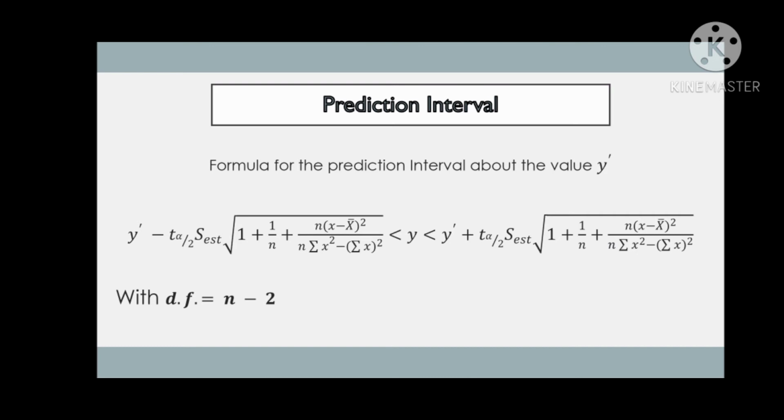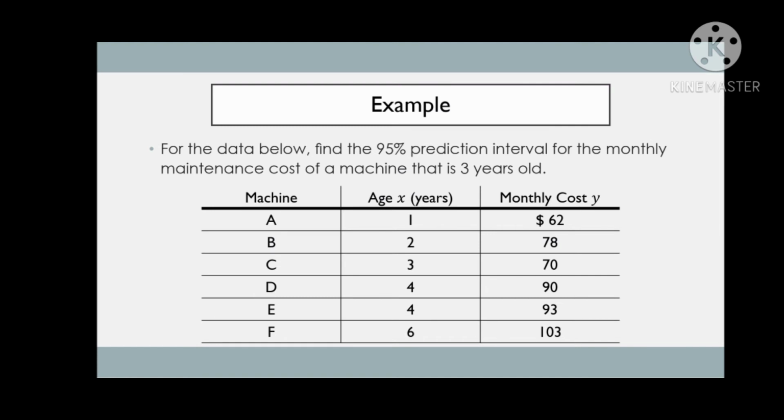To solve for the prediction interval, let's use this formula. Y prime plus or minus t sub alpha over 2 times s sub est times the square root of 1 plus 1 divided by n plus n times (x minus mean) squared divided by n times the summation of x squared minus (the summation of x) squared, with degrees of freedom n minus 2. For the data below, find the 95% prediction interval for the monthly maintenance cost of a machine that is 3 years old. To solve this, let's consider the following steps.